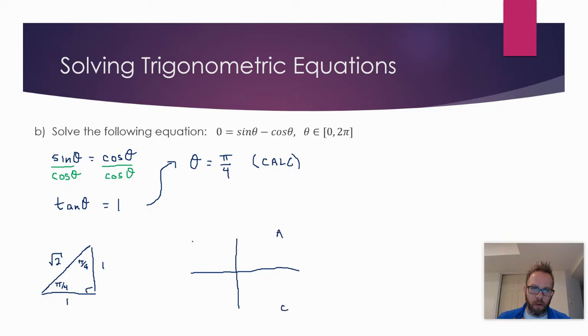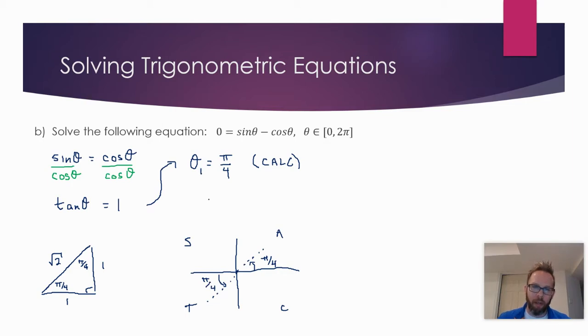Cast. So tan theta is positive 1. So tan is positive in the all quadrant and in quadrant 3 down here. And so we've already got one solution, that's pi over 4. And the second solution will have the same related angle. It would be the angle that's pi over 4 past pi.